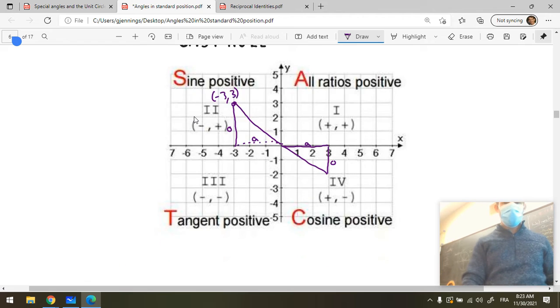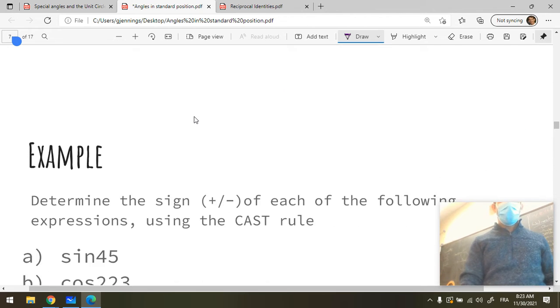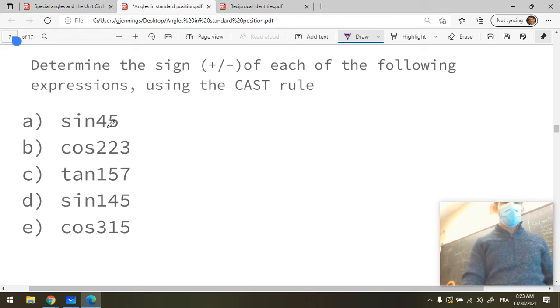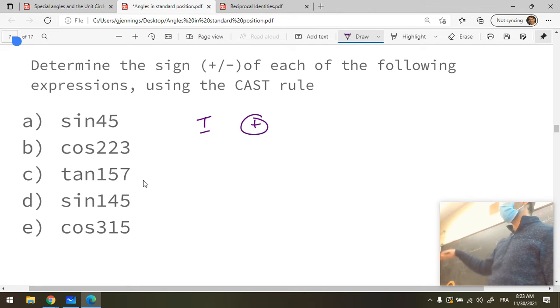So let's take a look at if we can find the sign of each of these expressions using the CAST rule. So if we look at sine 45 degrees, is that going to be positive or negative? Well, how do I solve this type of problem? First of all, what quadrant is that angle going to be in? Yeah, this is in the first quadrant because it's 45 degrees. So that's quadrant number 1. And that's going to be a positive angle. Because all the trigonometric ratios are positive in the first quadrant.